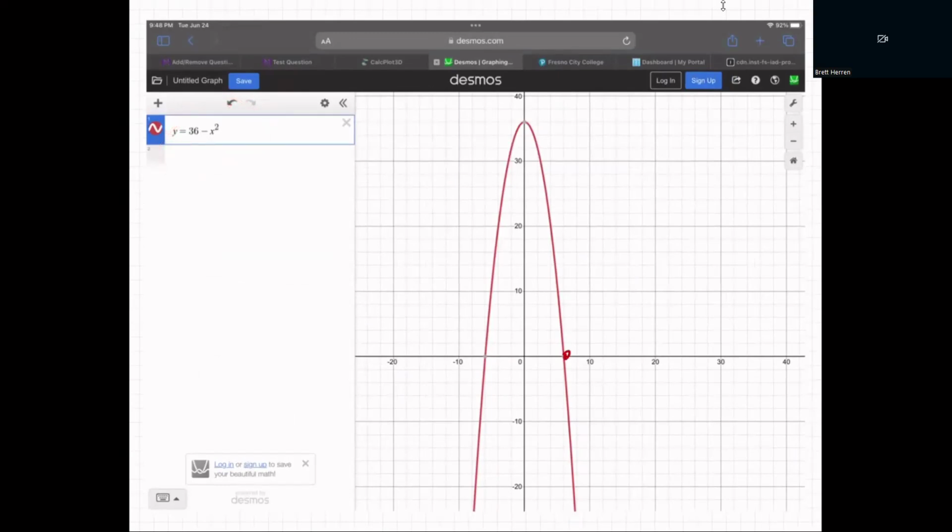If you click on these dots, I forgot to click, you'll find that's the point over 6 up there. Just click on them. It'll tell you the coordinates. And this is the point over 0, up 36. Okay, so now we've got an idea of what we're looking at.